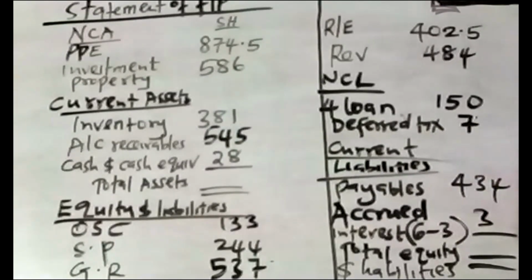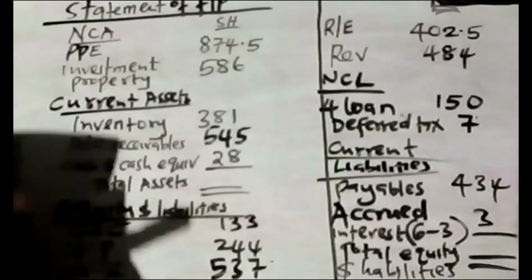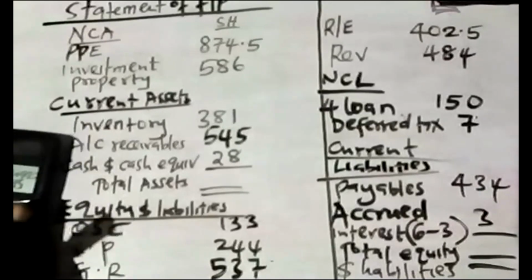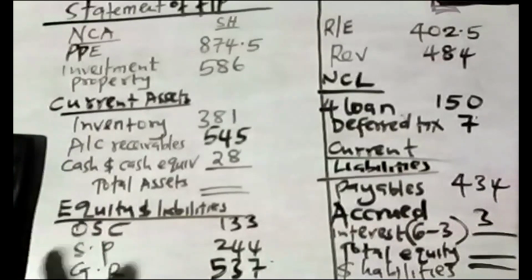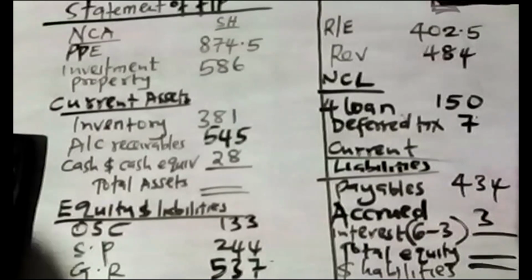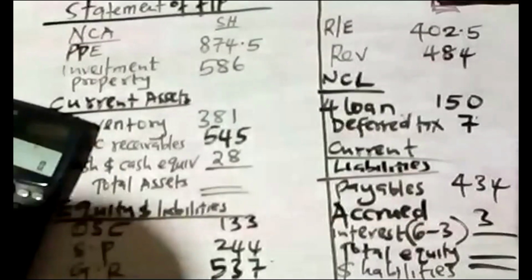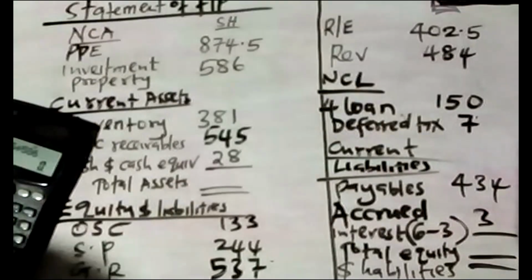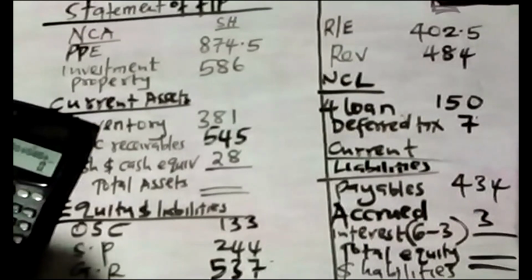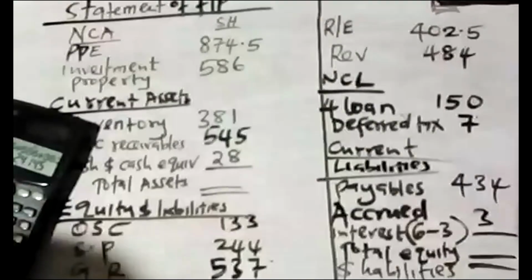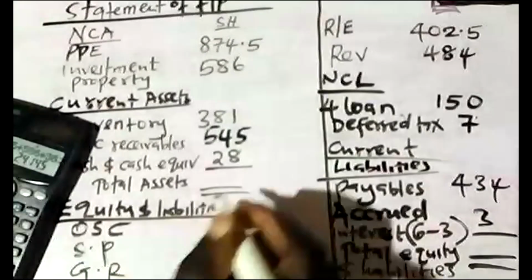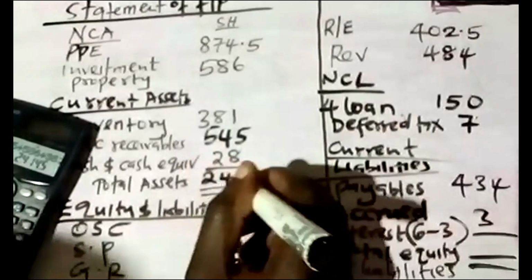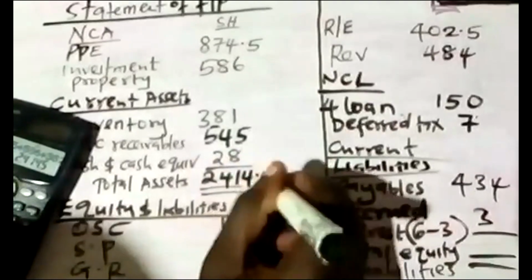So let us check if the question is balancing. So that is 874.5 plus 586 plus 381 plus 545 plus 28. This one I'm getting here is 2,414.5.